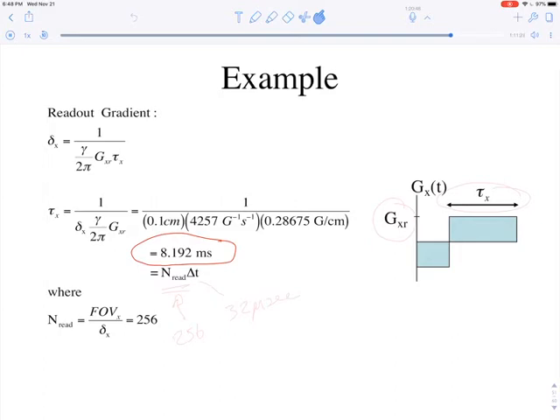Now the question is, how could I have come up with this answer a little more easily? It's shown here. I know I need 256 samples, which I was already given, and I already know that this is 32 microseconds. So I could have also just solved it by looking at it that way. Any questions on that? Now we've figured out how big this gradient should be and how long we should play it out for, and then we're basically done with the readout gradient.